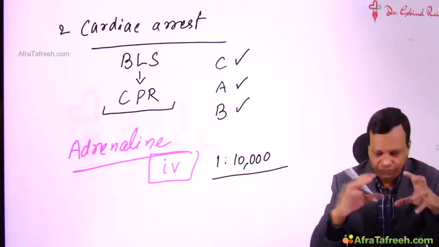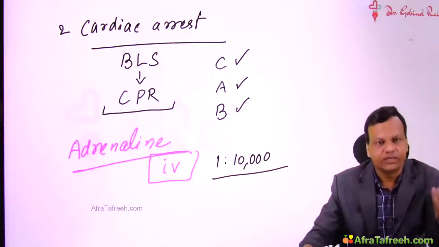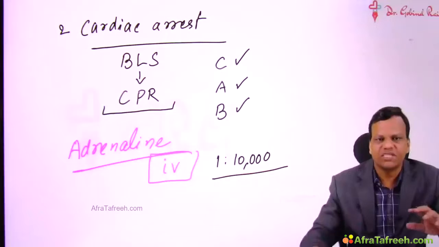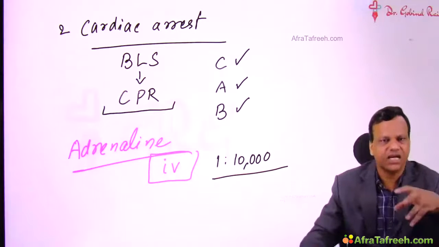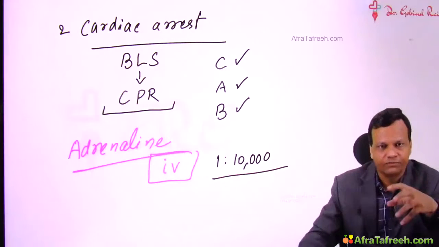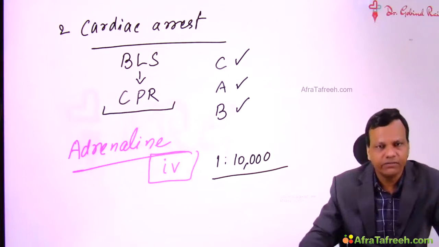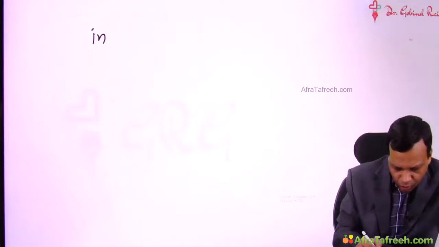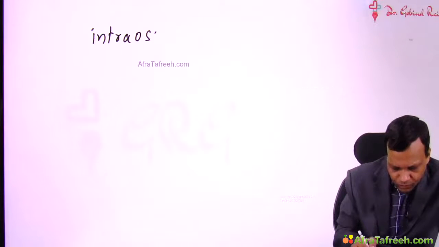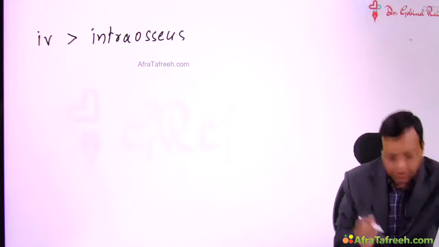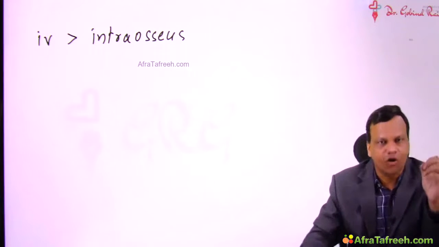Now suppose we are not able to find the vein. Remember, the person is unconscious and the heart is not pumping, so the veins must have collapsed. There is a high chance that we will not be able to find a vein. So when we are not able to find the vein, how will we give adrenaline? Yes, in that case we will give adrenaline by the intraosseous route. So the preferred route is IV. If it is not possible, then we give intraosseous.